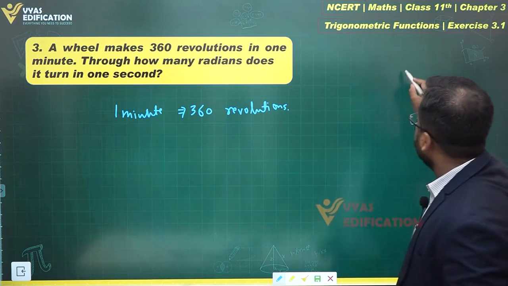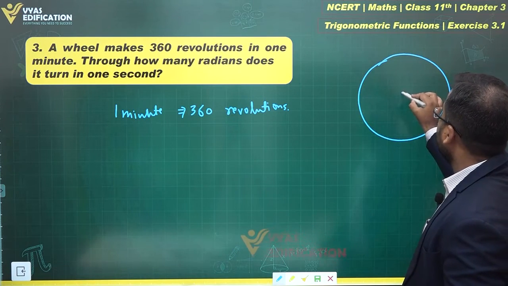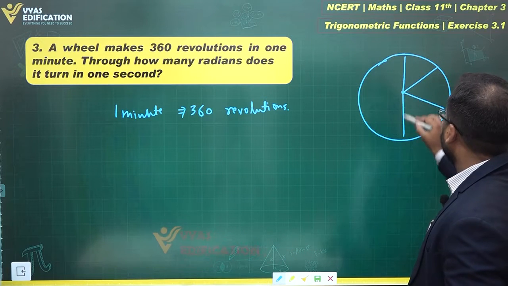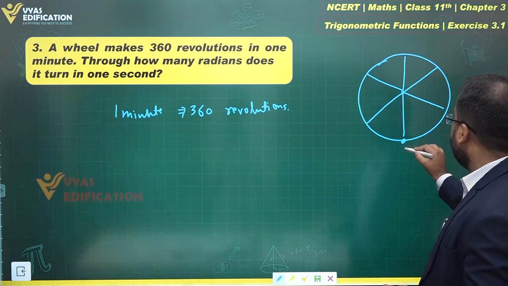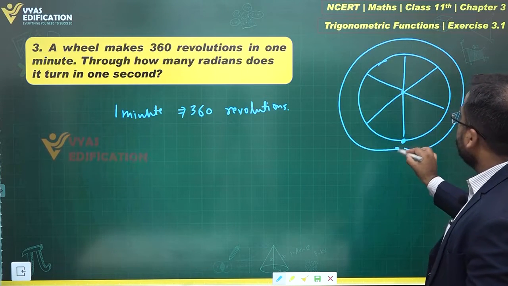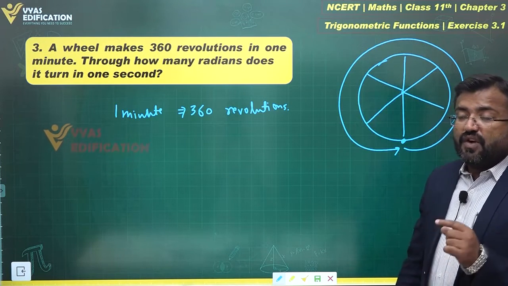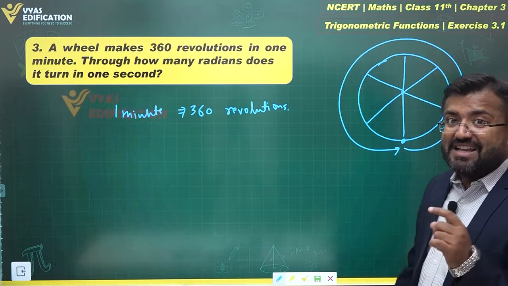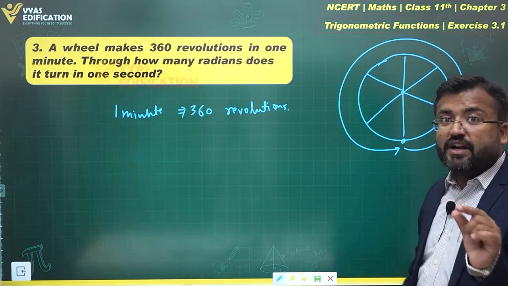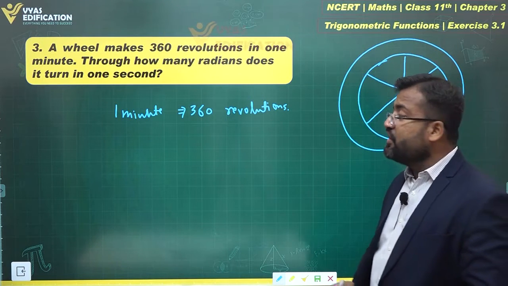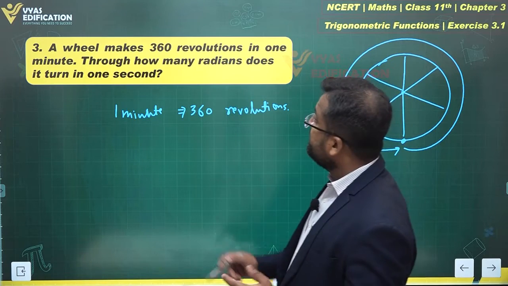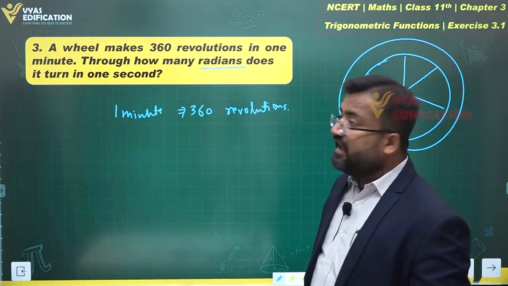Now, if we have a wheel, one complete revolution would imply that this point over here has moved this complete path. So one revolution would imply that the wheel has rotated by an angle of 360 degree, which you can measure in radians. This is equal to 2 pi radians. The question asks through how many radians it turns in 1 second.